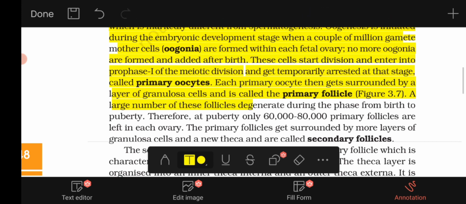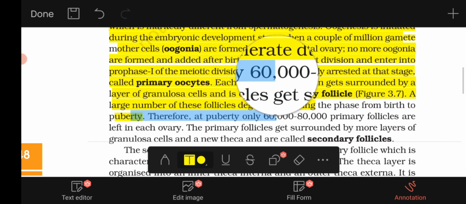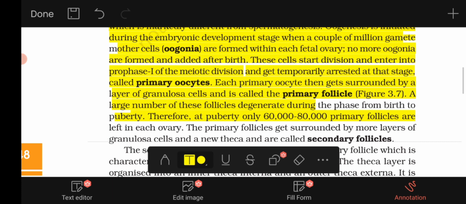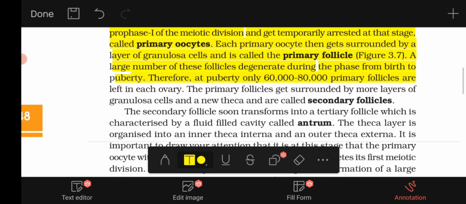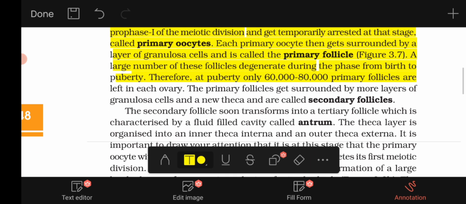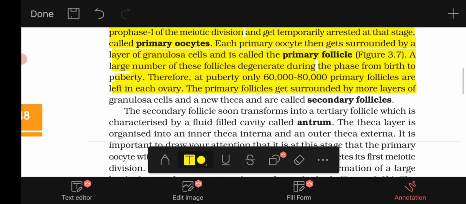A large number of these follicles degenerate from birth till puberty. This degeneration of follicles is called follicular atresia, and at puberty only 60,000 to 80,000 primary follicles having primary oocytes are left in each ovary. The primary follicle gets surrounded by more layers of granulosa cells at puberty when the gonadotropin level increases, and a new theca forms, and it is called a secondary follicle.